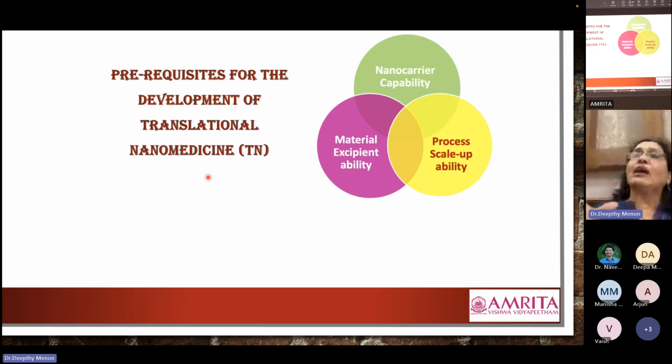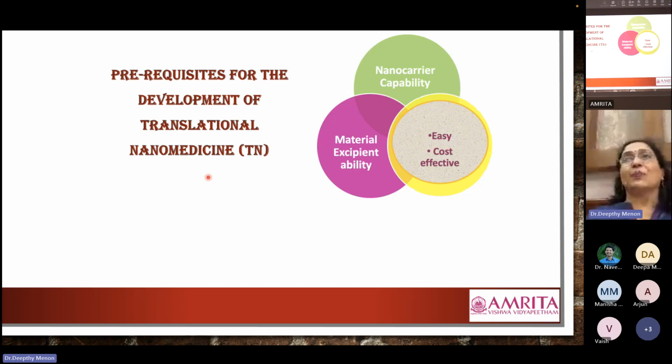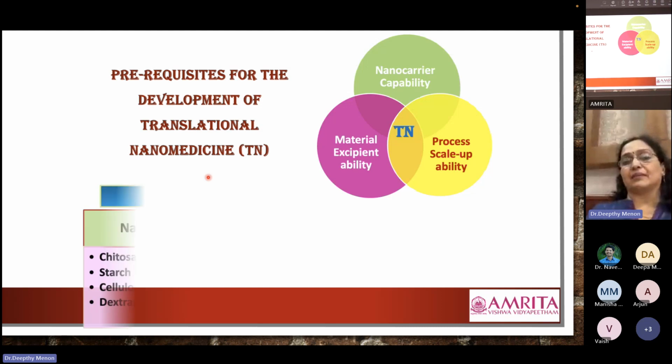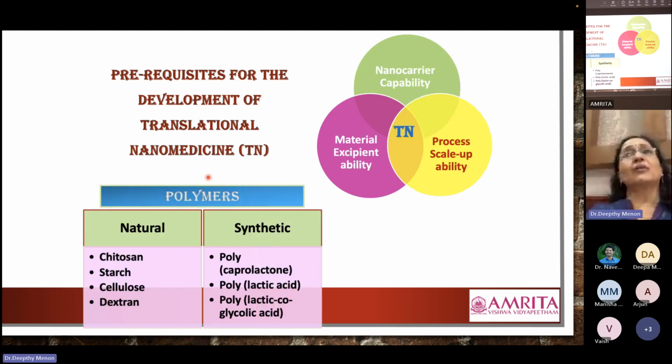And all this has to consider process scalability also. That is, it should be an easy process and it should be cost effective. Only then can we think about translational nanomedicine. We can choose from the entire matrix of materials that are there, either natural or synthetic. Synthetic has its own drawbacks.